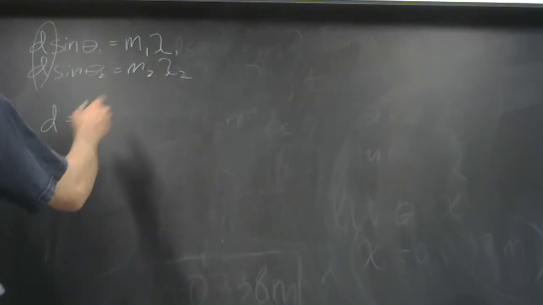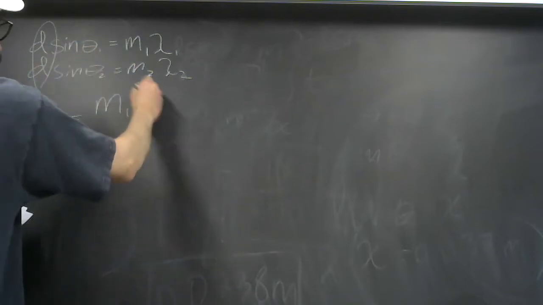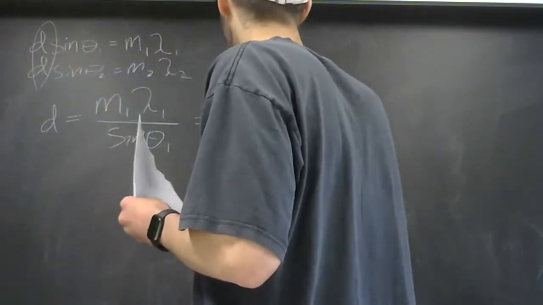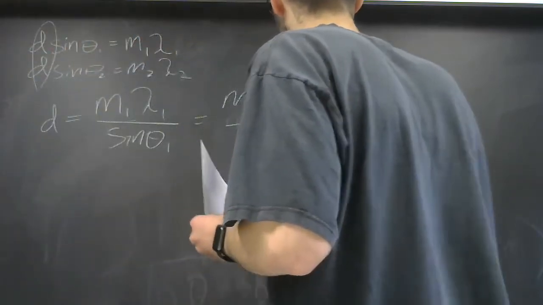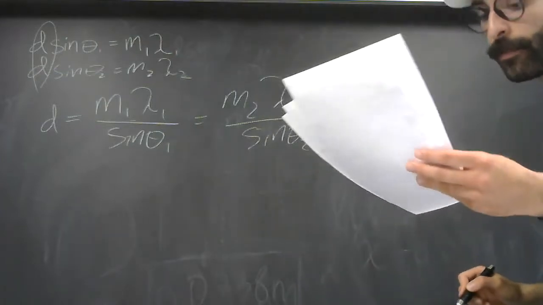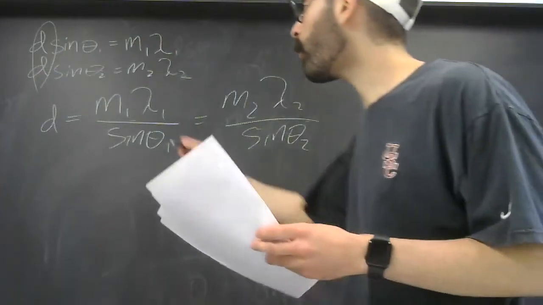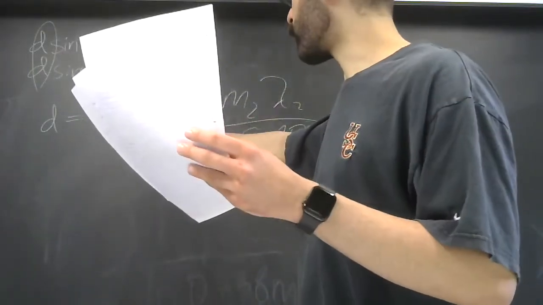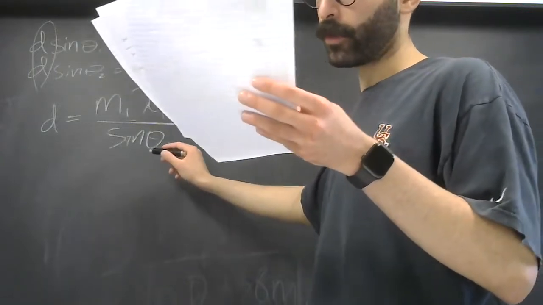All right. So if we just do some rearranging and we get everything equal to d here, we'll see that we have M1 lambda 1 over sine theta 1 equals M2 lambda 2 over sine theta 2, right? So the next important thing to recognize here is what is known and what is unknown. So we know what M1 is, we're given that as first order. We know the wavelength, that's 632.8 nanometers. And we know what theta 1 is, that's 53.2.